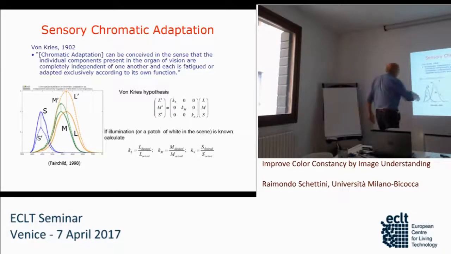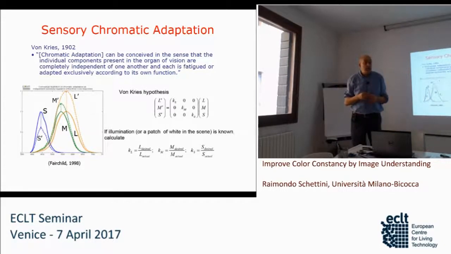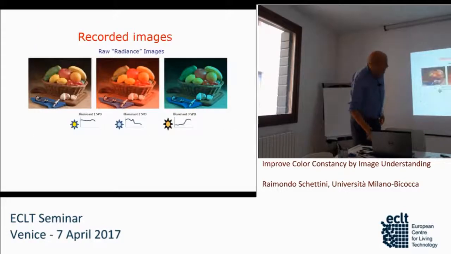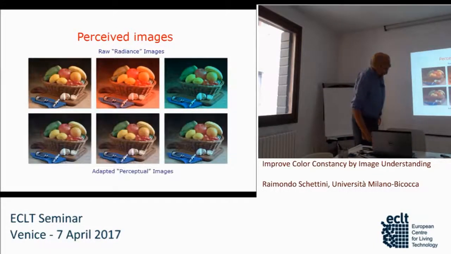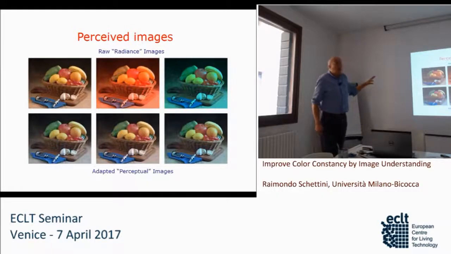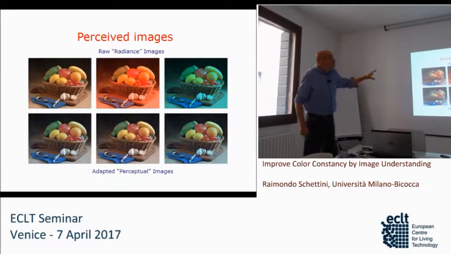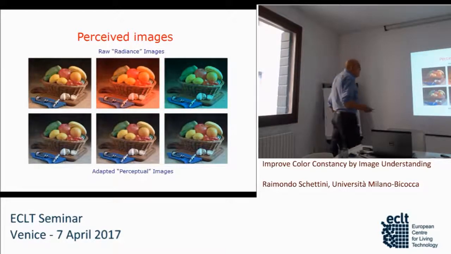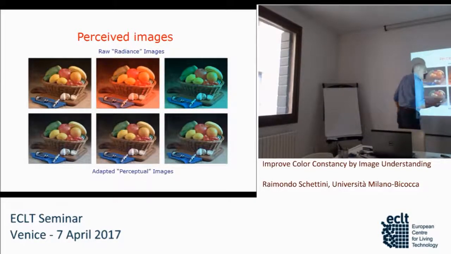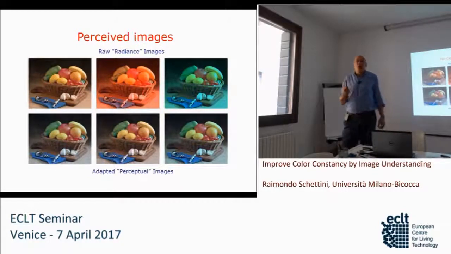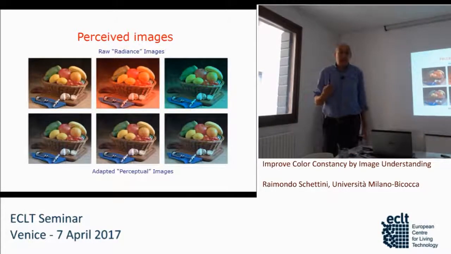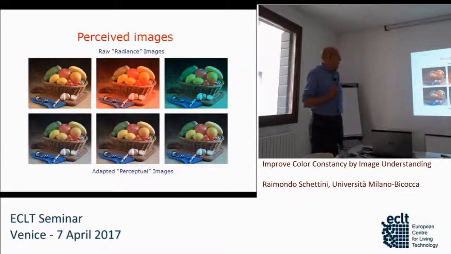So our cone sensitivity functions somehow change their shape in order to balance the dominant color in the illuminant. This is the same scene taken under three different illuminants, and this is actually how we will perceive it. You will see that the images are similar but not exactly the same. Color constancy is not perfect. Many people think it is, but it's not true.